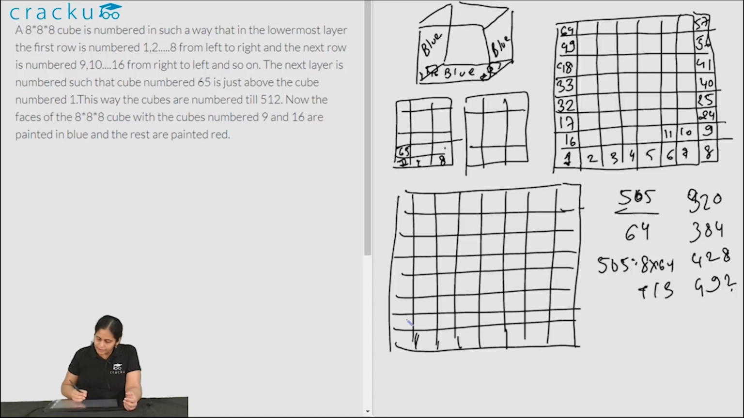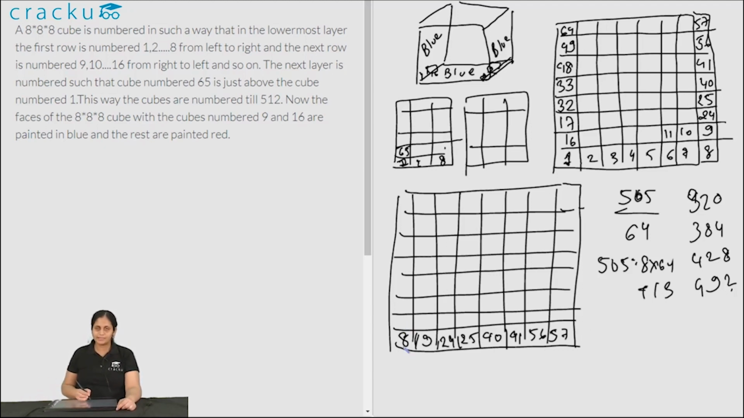Okay, so this is on the side face. The bottom part of the side face would be 8, 9. This row will be basically 8, 9 and 24, 25, etc. So I can start off by putting those numbers in. So this is the bottommost layer and it is over here. Okay, so this is how it will look. Now that I have figured out what it is, what would the next layer be?